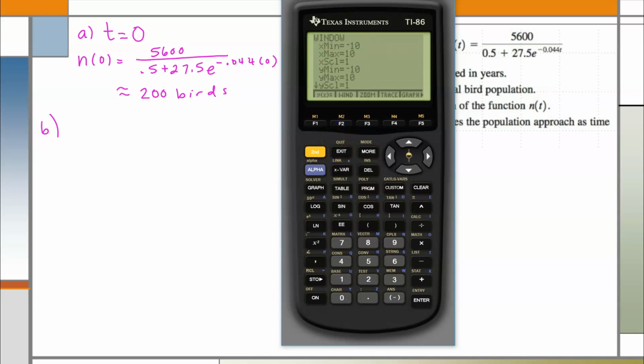Okay, time is the x-axis, so I'm going to put -1 so I see a little bit of the axes, and then we're going to go to, say, 50 years. Each tick mark is going to be worth 10: 10, 20, 30, 40, 50 years. On the y-axis, we were thinking 1,000, so we'll go to 1,000, and each tick mark will represent 100. Let's hit graph. If this isn't a good graph, we can always go back and change it.